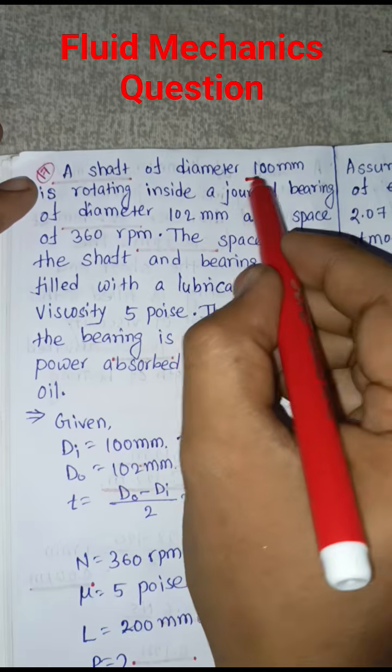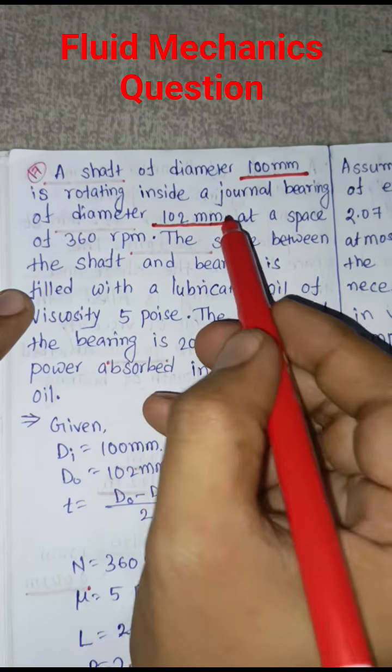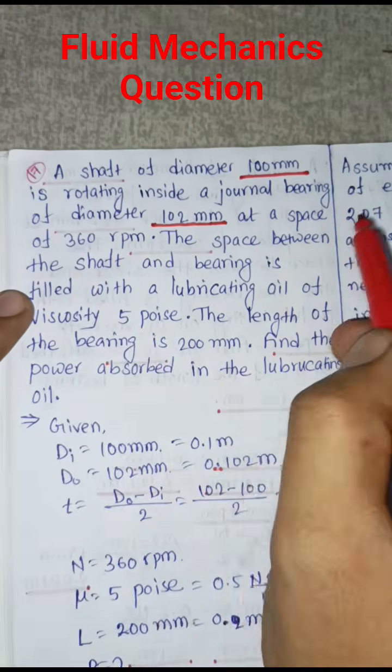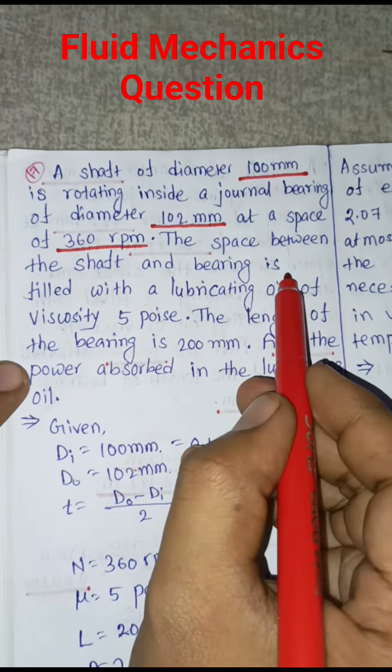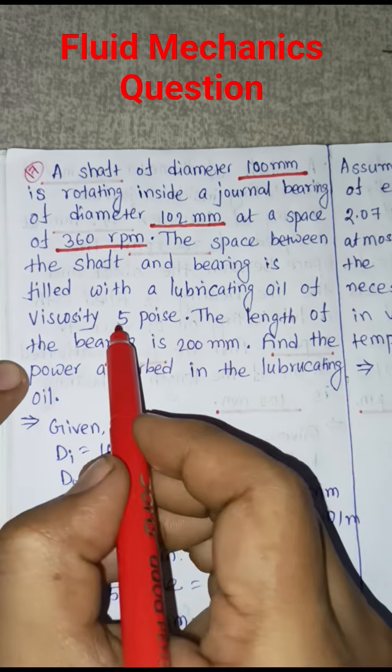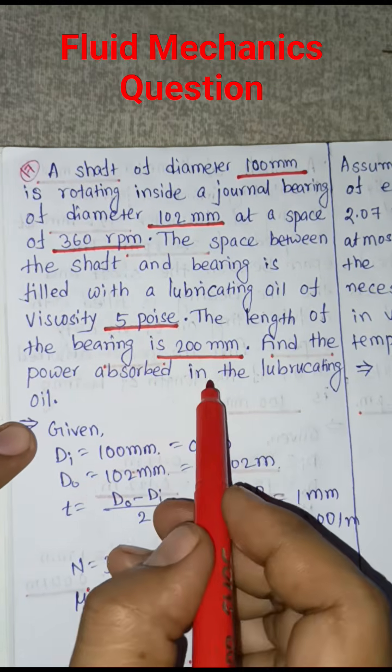A shaft of diameter 100 mm is rotating inside a journal bearing of diameter 102 mm at a speed of 360 rpm. The space between the shaft and bearing is filled with a lubricating oil of viscosity 5 poise. The length of the bearing is 200 mm. Find the power absorbed in the lubricating oil.